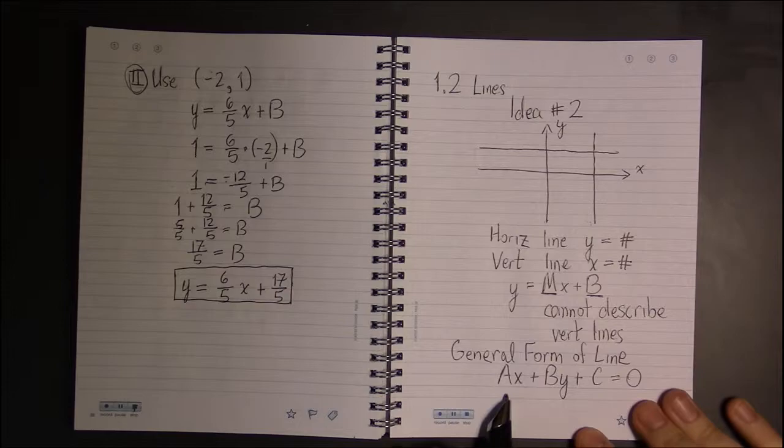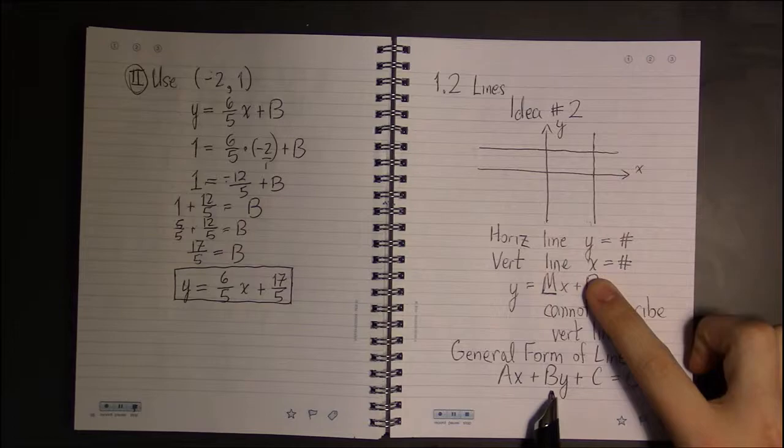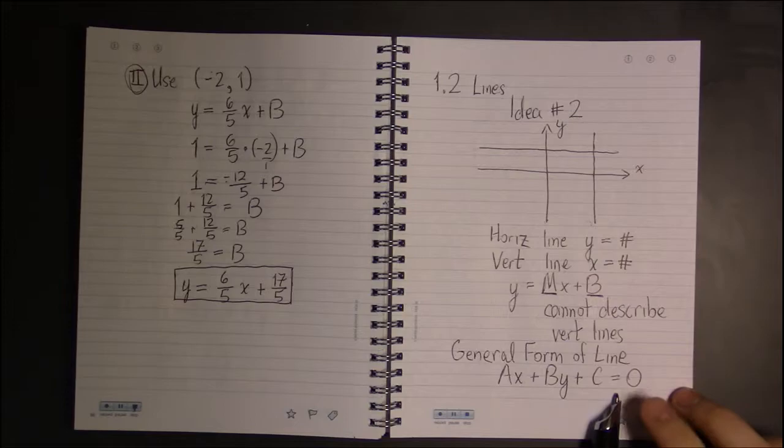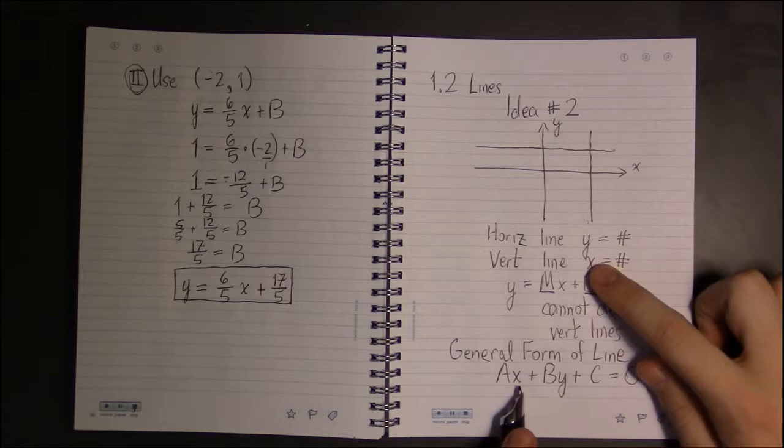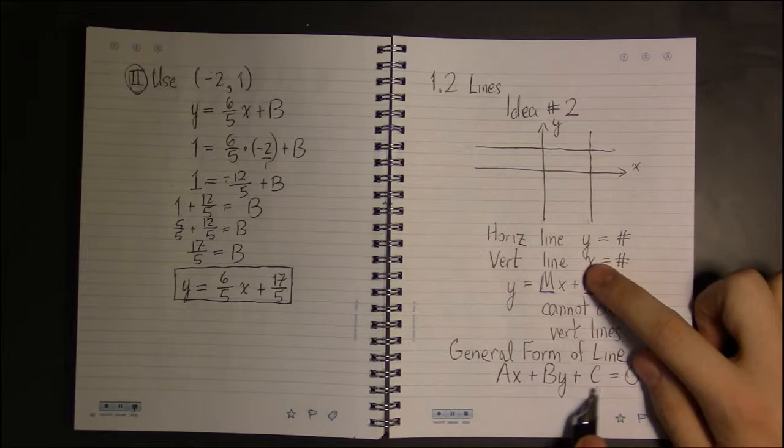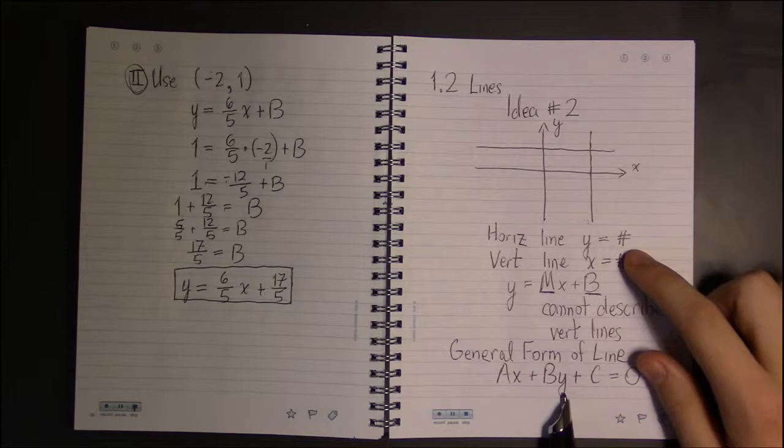If I want to describe a vertical line, I just let b equal 0 and shift stuff around, solve for x, and I'll end up with x as a number. If I want a horizontal line, I need to get rid of x. So I set a equal to 0, and then I've got an equation in y that I can solve, and I'll end up with y equals a number.